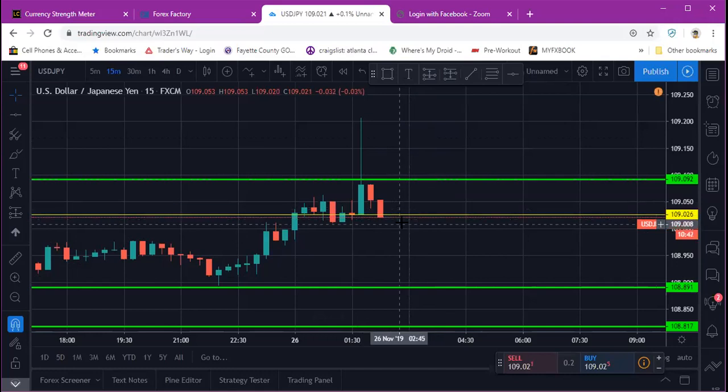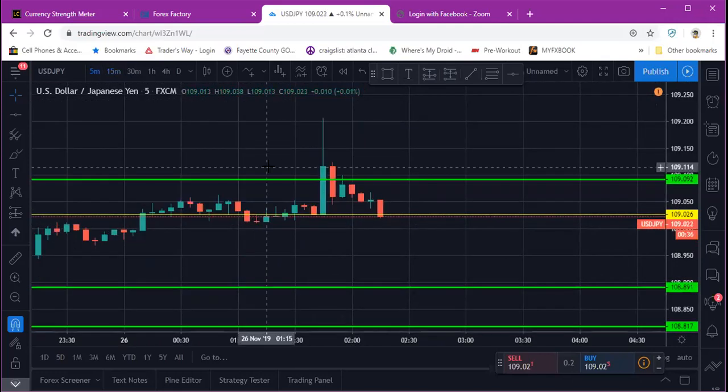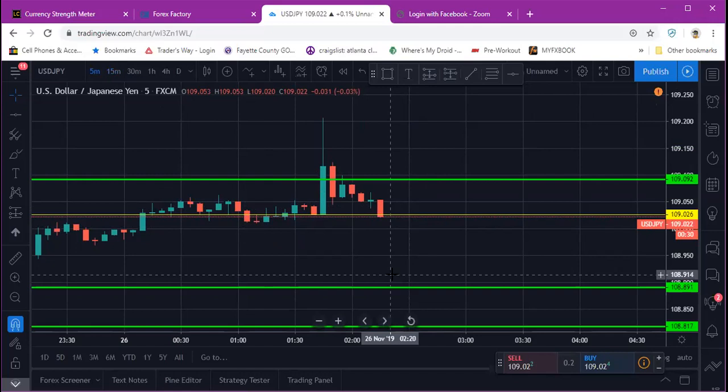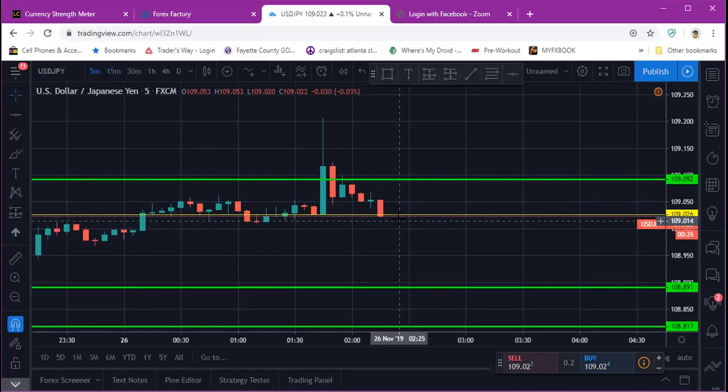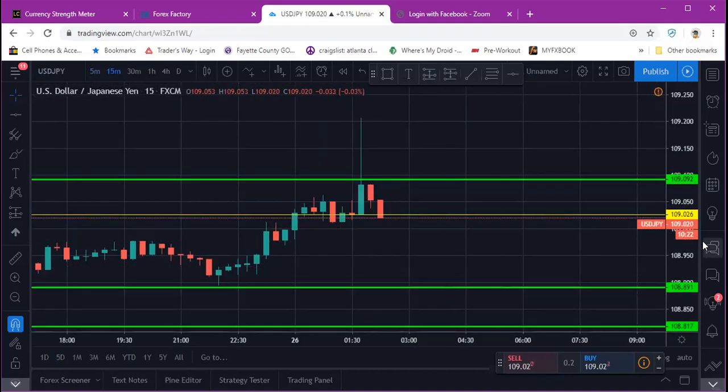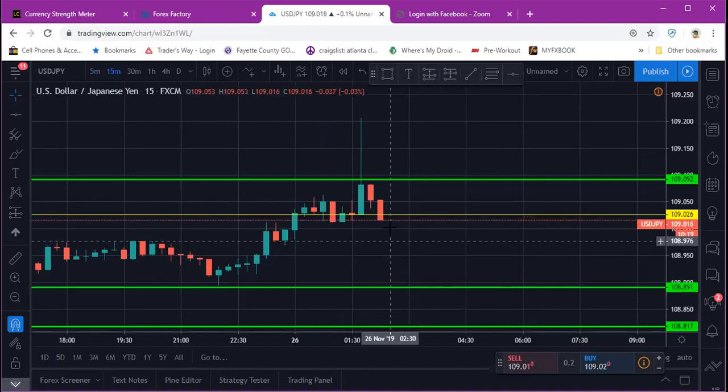But like some people say, you could go down to your 5 minute and you can see what's happening. See, for a more precise entry, if the next one, let me see, we got 30 seconds on this candle. How long do I have on the 50 minute? I have 10 minutes on this one. I want to see how this finishes out.